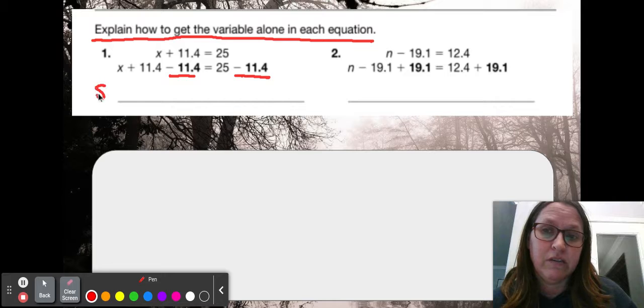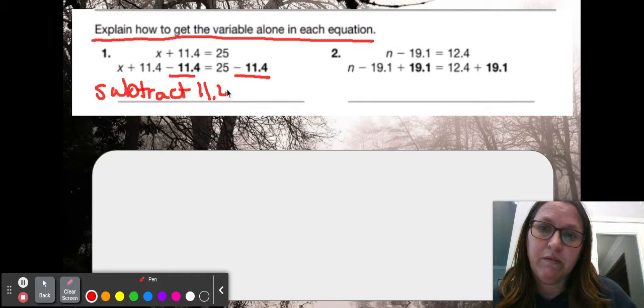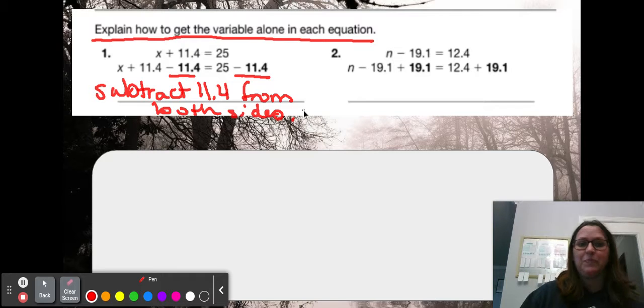So what do you have to do? You subtract 11.4 from both sides. That was easy, right?